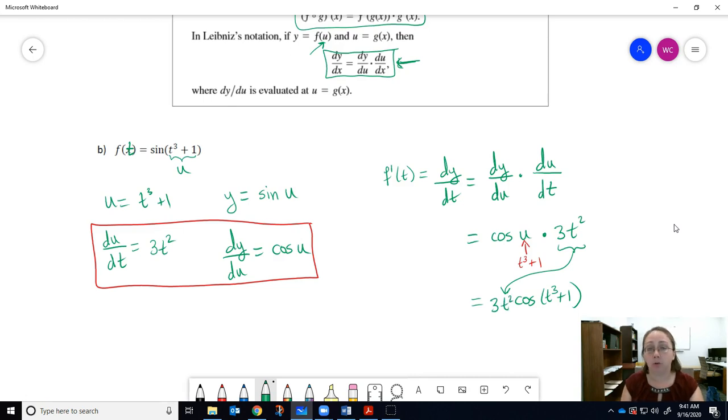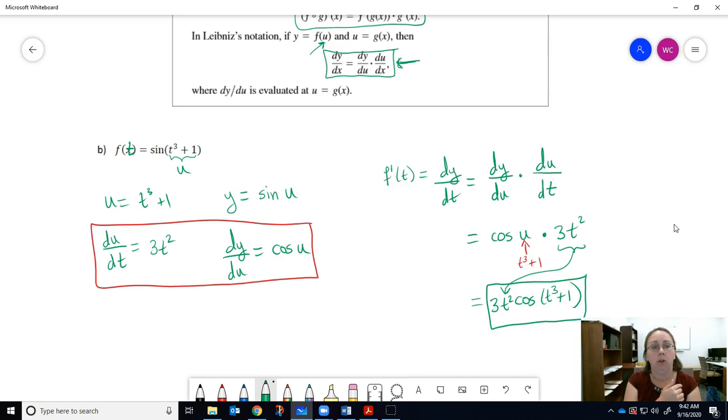Is it necessary? No, you can put it at the back, but it's less confusing to know for a fact that the 3t squared is outside of the cosine. Some students get confused if I put it at the end and they start thinking, oh, it's inside. No, just t cubed plus 1 is inside. And that's the derivative of the original function. So this is the chain rule for when you have a function inside of a function. This is the formal way of working it out.